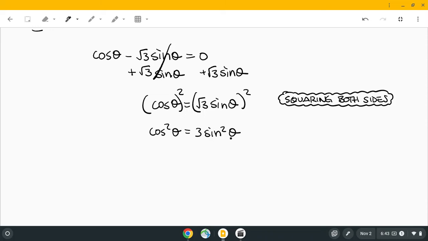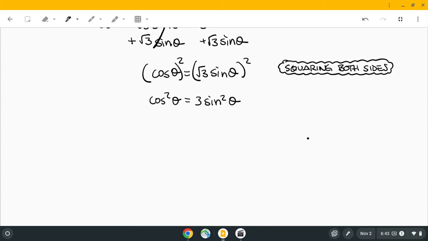Probably doesn't matter which one you rewrite. If you want to rewrite sine squared as 1 minus cosine squared, or if you want to rewrite this one as 1 minus sine squared, that's fine. Choose one. I'm going to go ahead and choose to rewrite cosine squared as 1 minus sine squared. That's from our Pythagorean identity. Okay, all right, so now what do we have here?